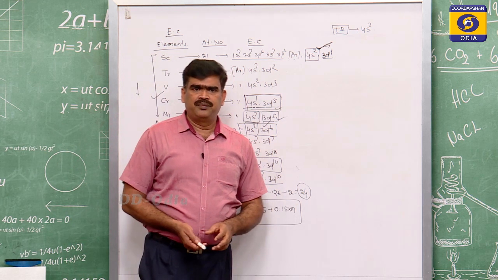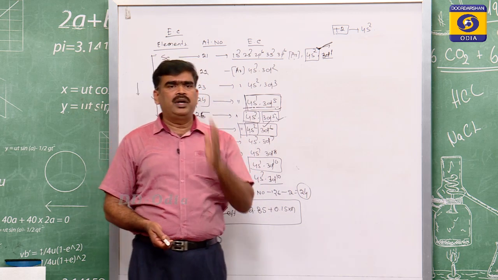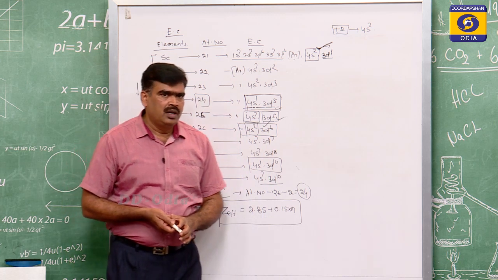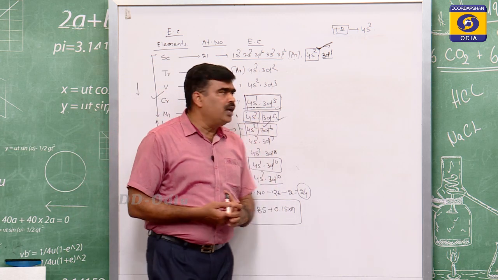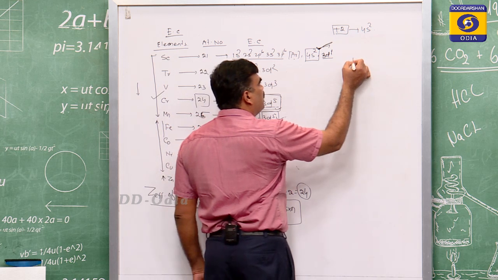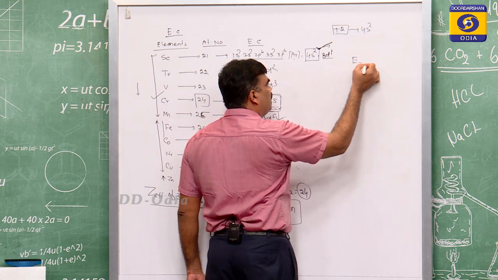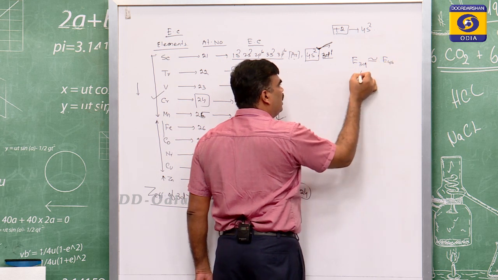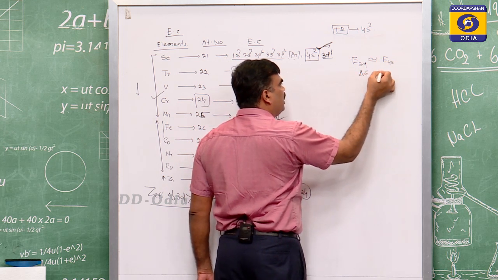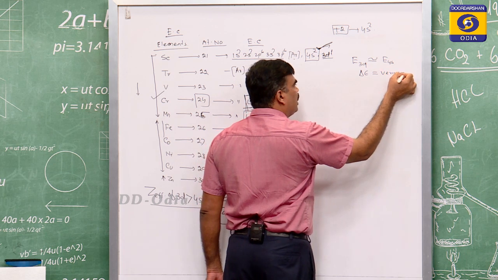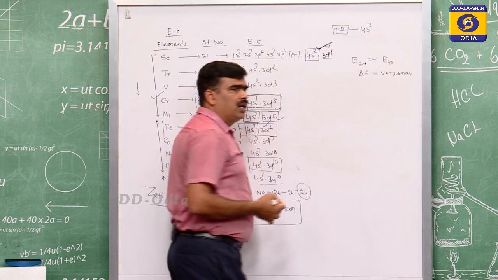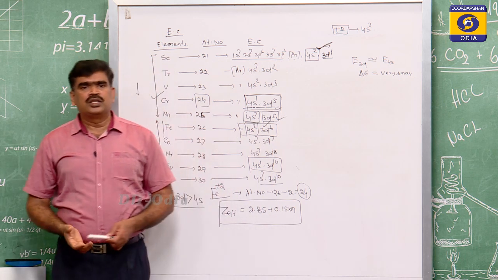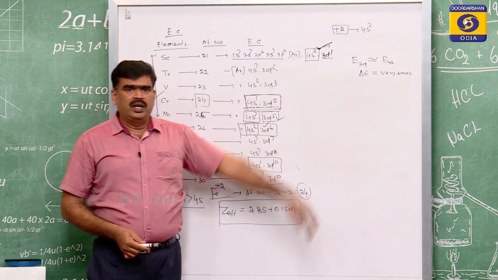Now the question comes, why do 3d orbital electrons participate in bonding along with the 4s orbital? The only reason is that the energy of the 3d subshell is nearly equal to the energy of the 4s subshell. It means the delta E is very small. That is why the 3d orbital electrons participate one after another in bonding along with the 4s orbital. So therefore it shows variable oxidation states.